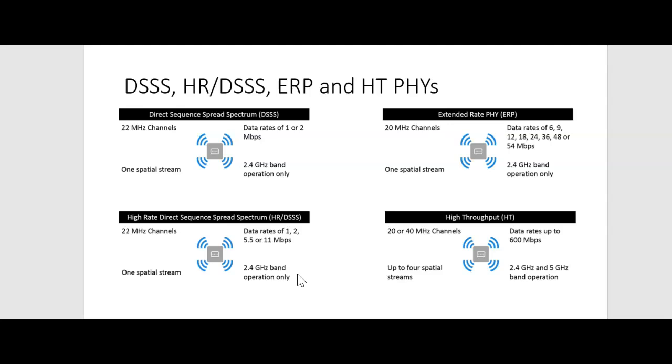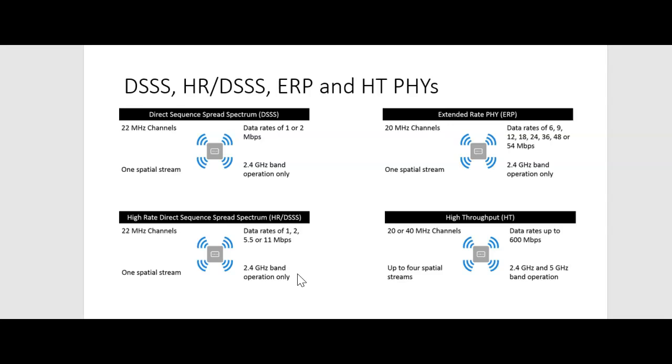As you can tell, in these charts you're seeing 4 different things that are important to remember: the channel width, how many spatial streams they have, what the data rate is, and which band they operate in. So if you look at direct sequence spread spectrum, DSSS, 3 S's, its channel width is 22 megahertz. It operates only at data rates of 1 or 2 megabits per second. It allows only 1 spatial stream, and it only operates in the 2.4 gigahertz band.